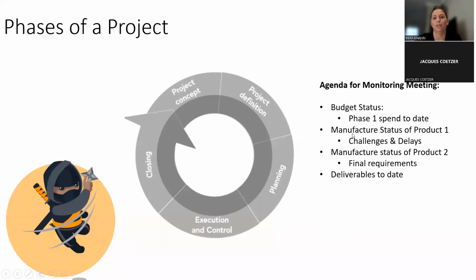Okay, so the next one, agenda for monitoring meeting: budget status, phase 1, spend to date. Then we'll discuss the manufacture status of product 1, challenges and delays, manufacture status of product 2, the final requirements and deliverables to date. What stage or phase do you think that would be from?